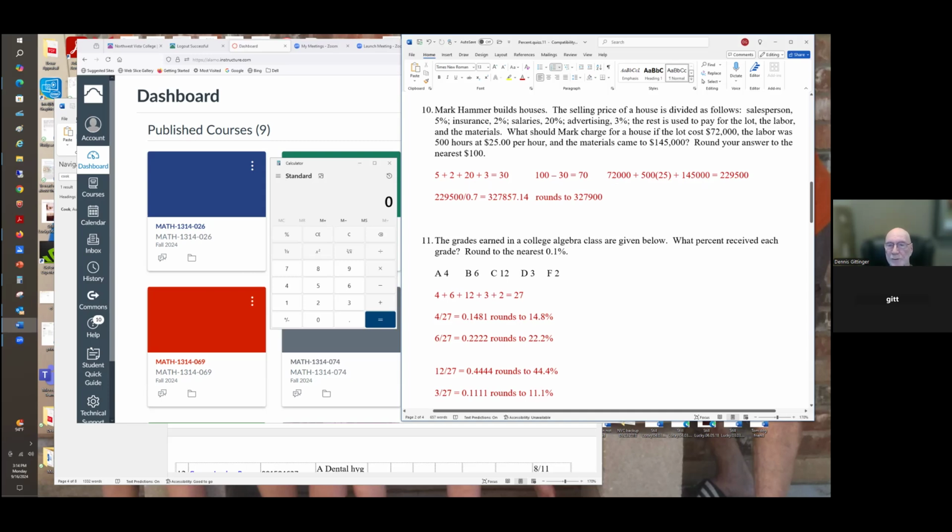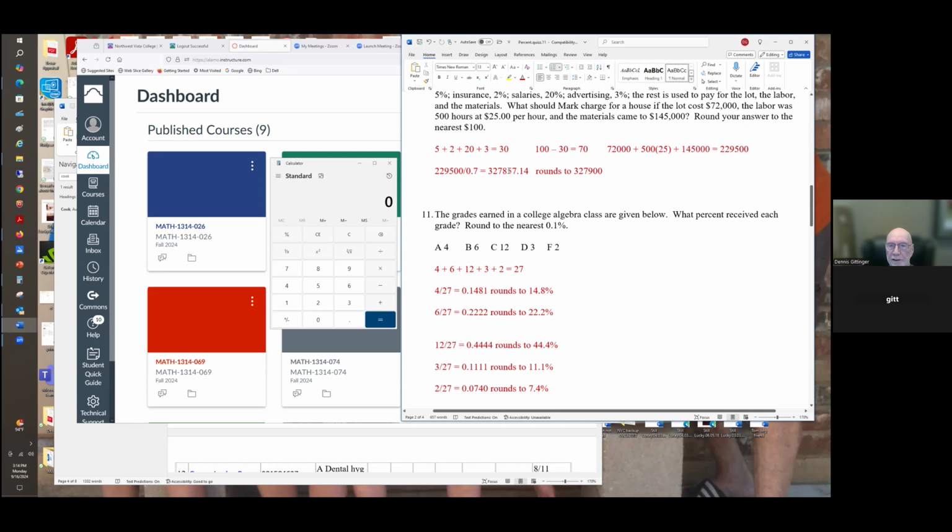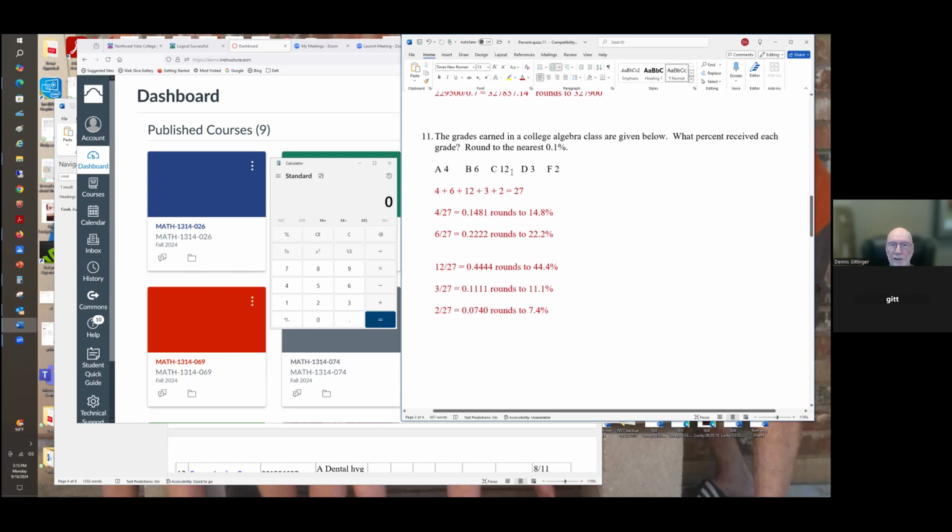This is the other 70% of the selling price. So what is this 70% of? Well, you just have to divide it by 0.7, and you get 327,857.14. Why did I round it to $327,900? Because it says so. Round your answer to the nearest $100. The hundreds place is where the 8 is. So you look at the 8, and the number to the right of it is 5. It's barely big enough to bump it up to 9. So it's $327,900.